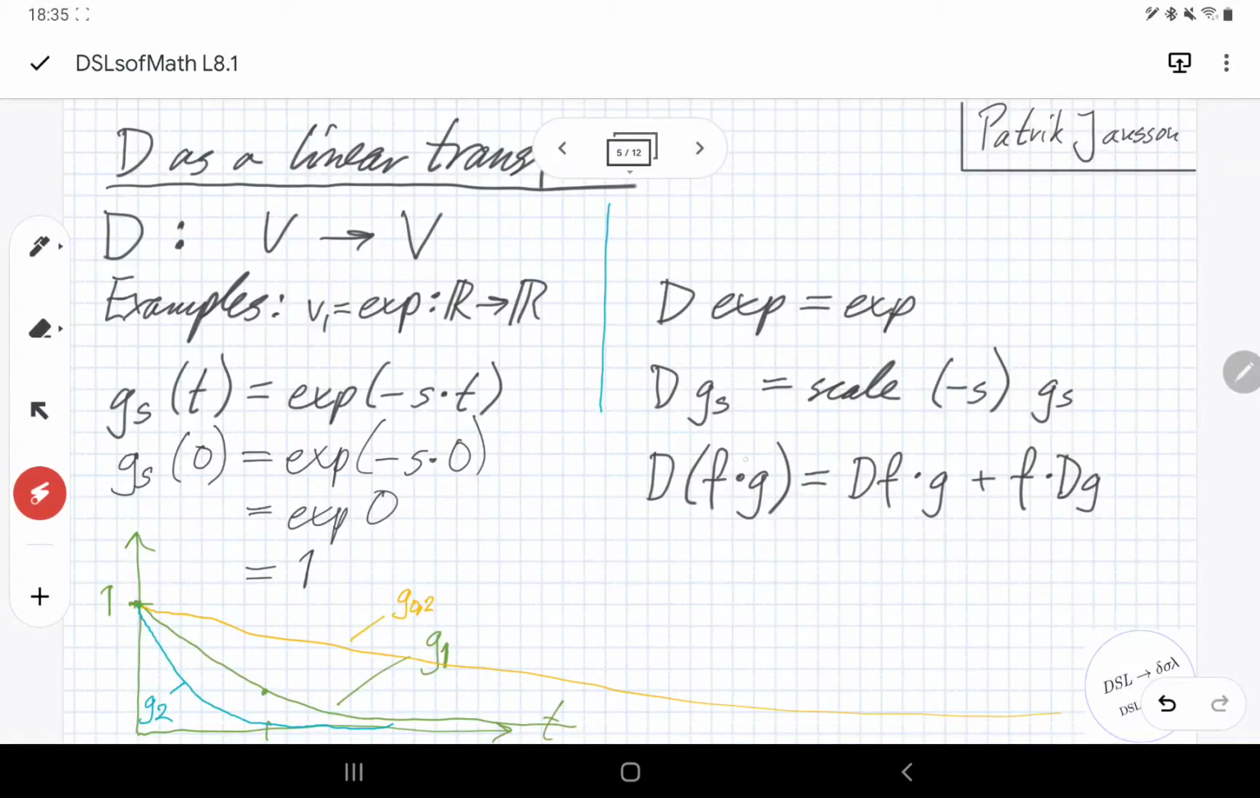This is not something we can do in general for a vector space. We don't usually have multiplication defined. But this is an operation on functions, which we can reuse here.